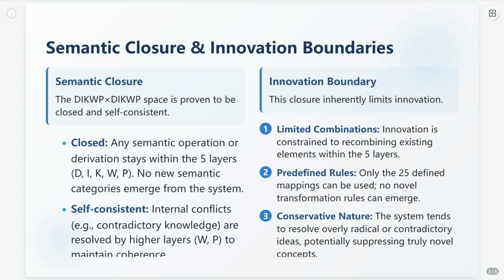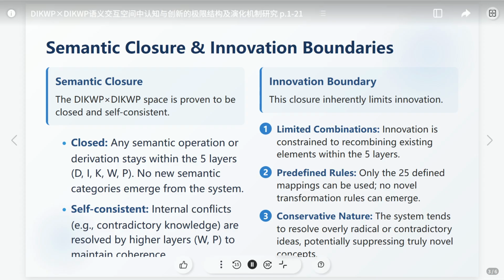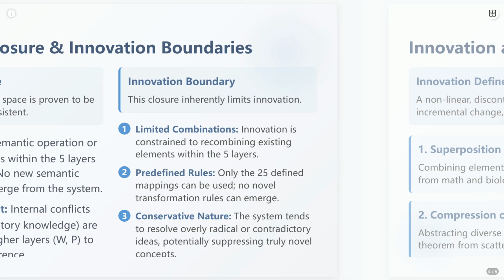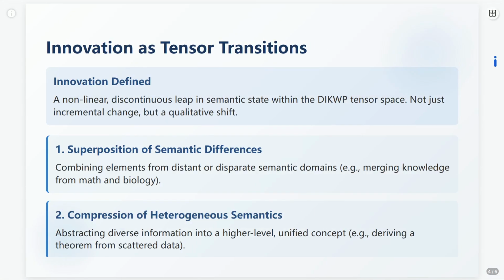But here's the catch. This neatness comes at a cost. Innovation is boxed in. You can only mix and match existing concepts, use the predefined 25 pathways, and the system actively tries to keep things stable, potentially killing off radical ideas. Your AI's creativity is limited by its training data and the rules you baked in. No magic wands allowed.